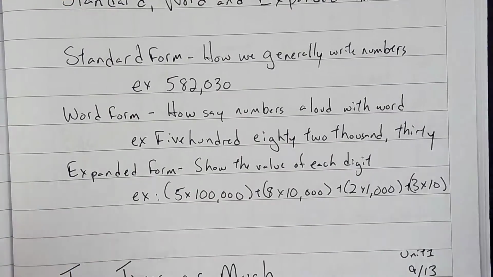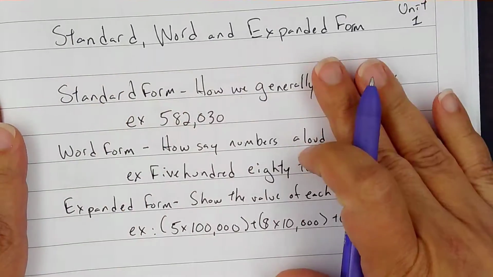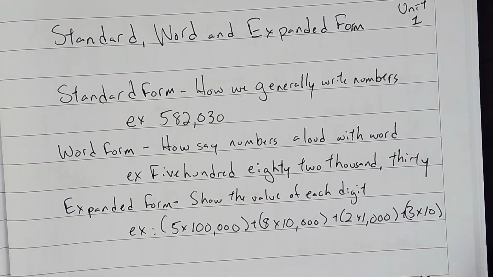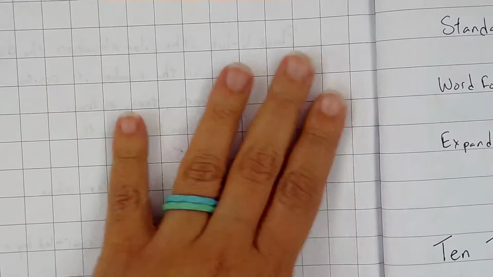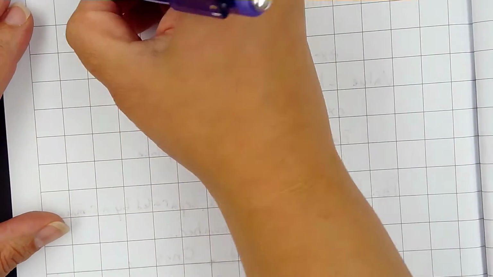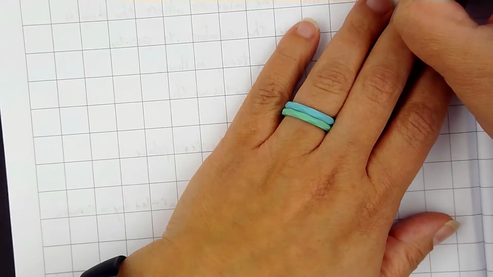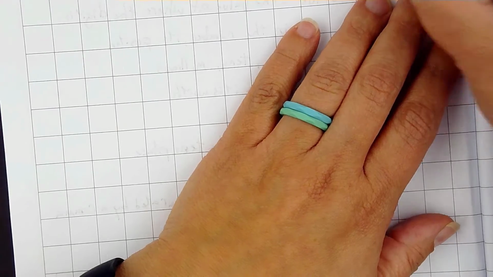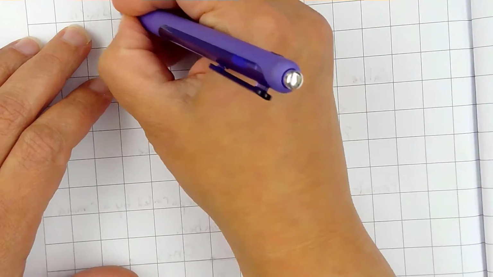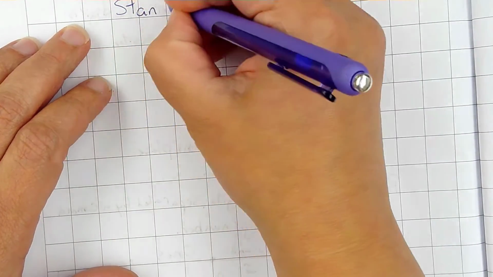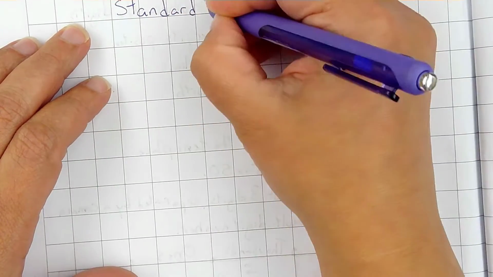We're also going to, again, add on to standard, word, and expanded form. Let's add on to decimals. So we're going to use this blank page that we left over here. And let's look at decimals in standard, word, and expanded form. So I'm going to label it decimals. We're still in unit 1. So decimals in standard form.